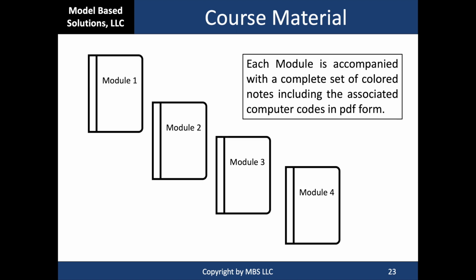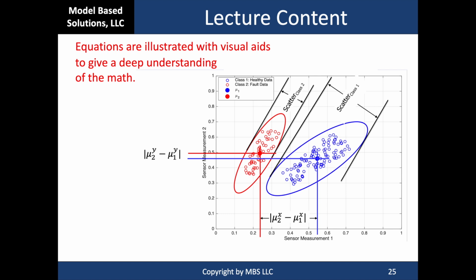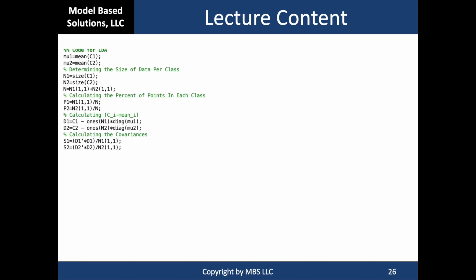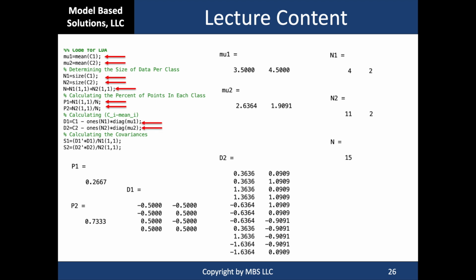The course material provided are PDF copies of the notes presented in each module. All mathematical equations are introduced and fully described with all of its variables being fully defined. Equations will then be illustrated using visual aids so that our cohorts gain a deeper and more intuitive understanding. The lecture content and notes will also provide the associated code in each module. Line by line, the code will be explained. As each line is reviewed, the resulting calculations produced from the validation dataset will be given. It is at this time that you will be validating your code.